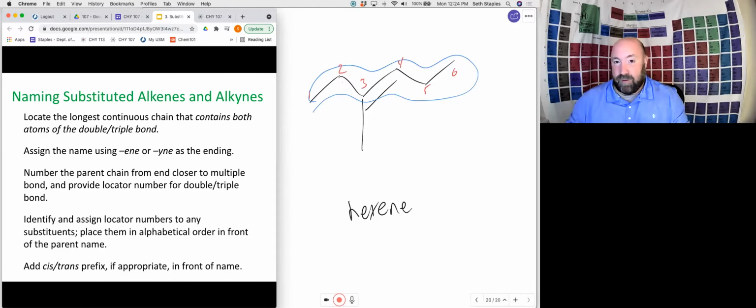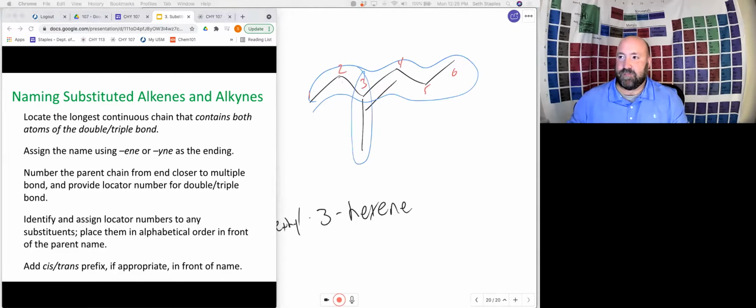Now we look at naming our substituent. We have a methyl group coming off the 3rd carbon. And so 3-methyl 3-hexene. Sorry, I realized you couldn't see some of that, so I just made the screen a little shorter here, a little smaller. We now do have to worry about the cis-trans designation as well.